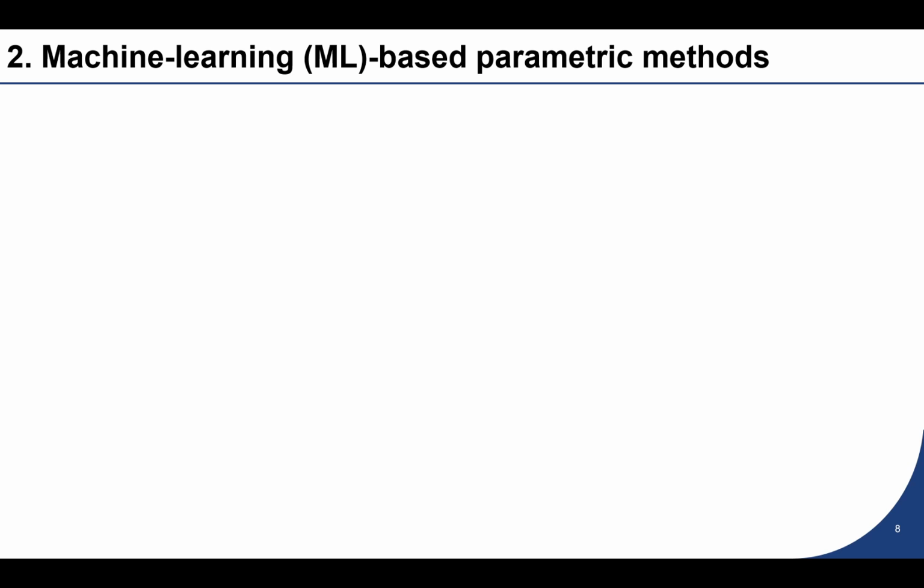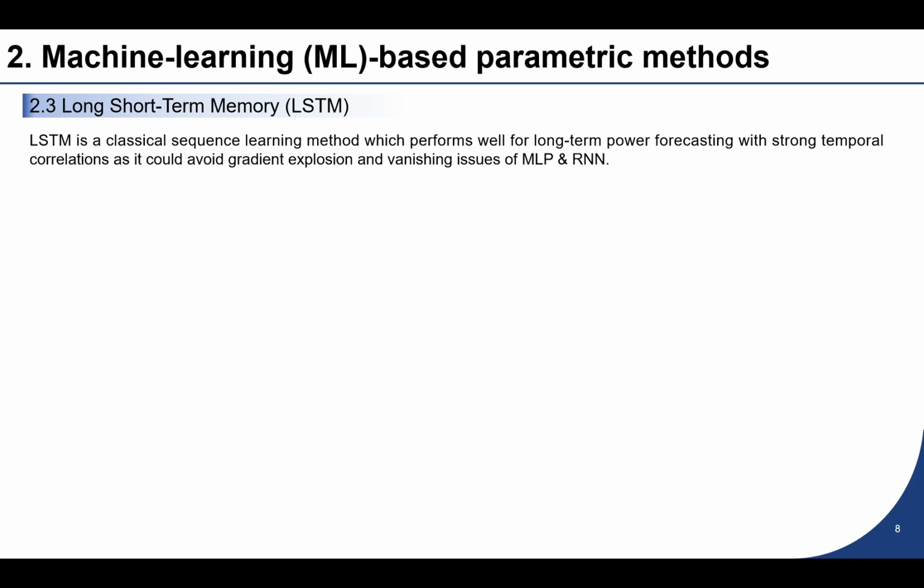Now let's look at the long short-term memory methods. LSTM is particularly effective when the data sequence exhibits strong temporal correlation over long horizons. It's better than MLP and RNN for long sequence learning because it can avoid gradient exploding and vanishing issues, as the non-memory path doesn't have weights smaller than or larger than 1.